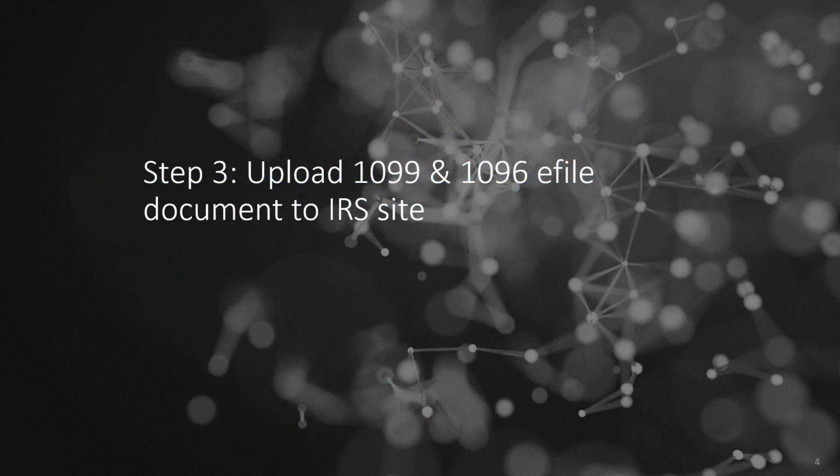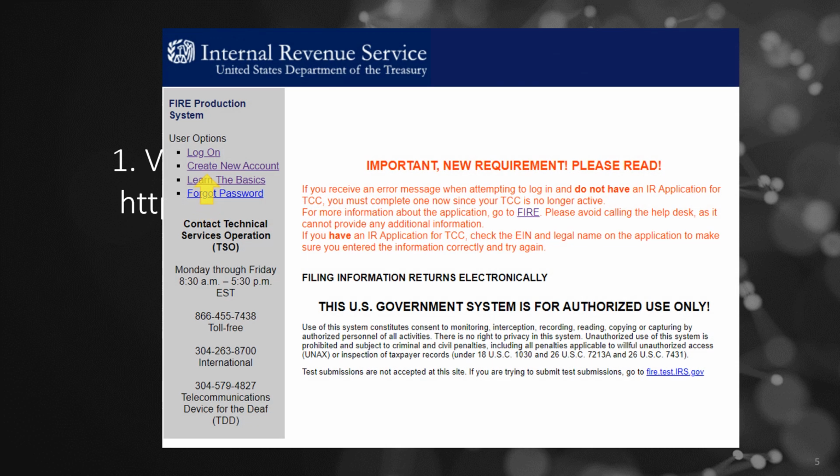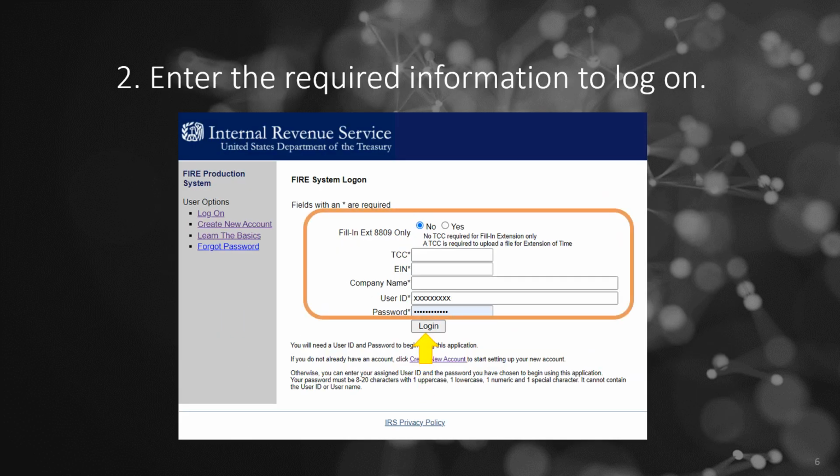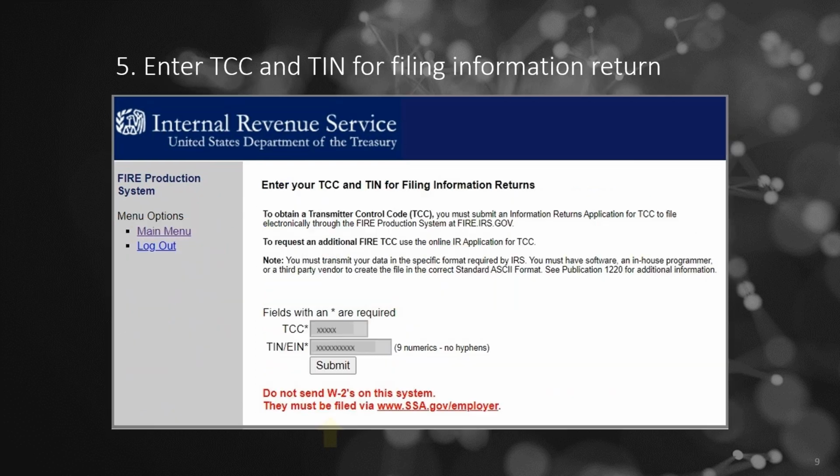Step 3. Upload your file to the IRS. Navigate to the IRS FIRE, Filing Information Returns Electronically, site. Log into your account by entering the necessary credentials. Go to Main menu, select the option, Send Information Returns.